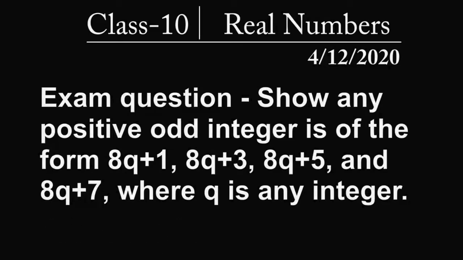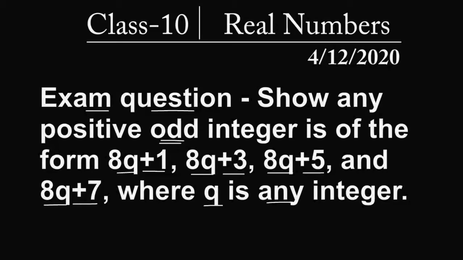We are discussing real numbers and today we are going to take a look at this particular type of question that can actually come in your board exams. Show that any positive odd integer is of the form 8q plus 1, 8q plus 3, 8q plus 5 and 8q plus 7, where q is any integer.